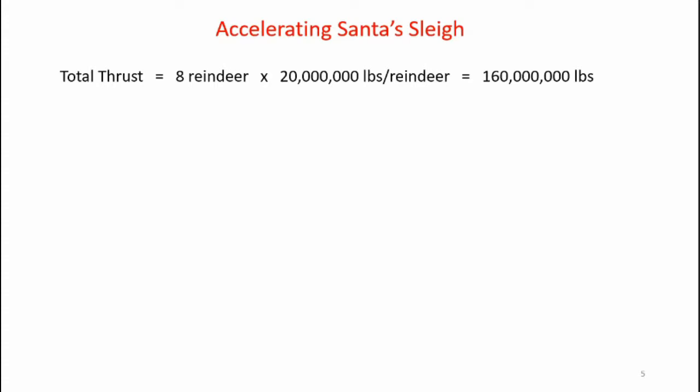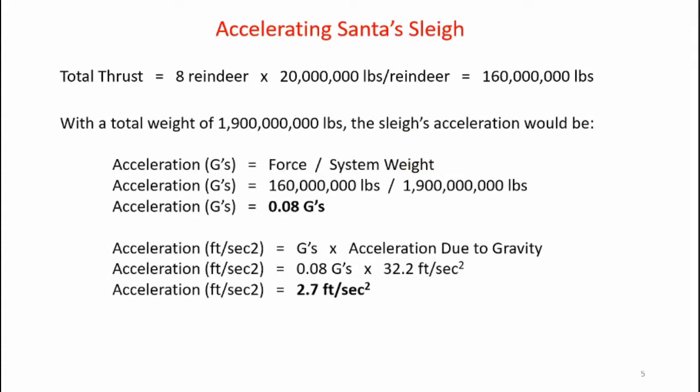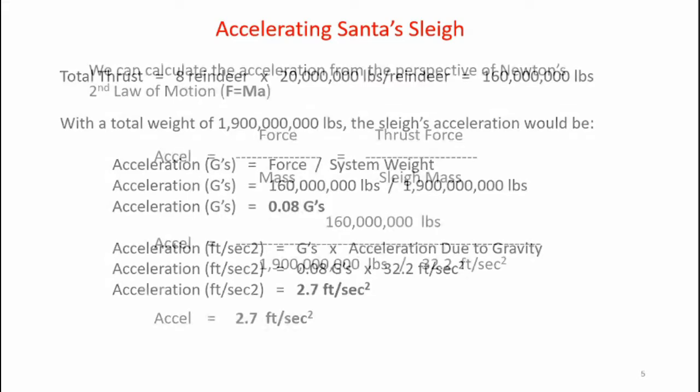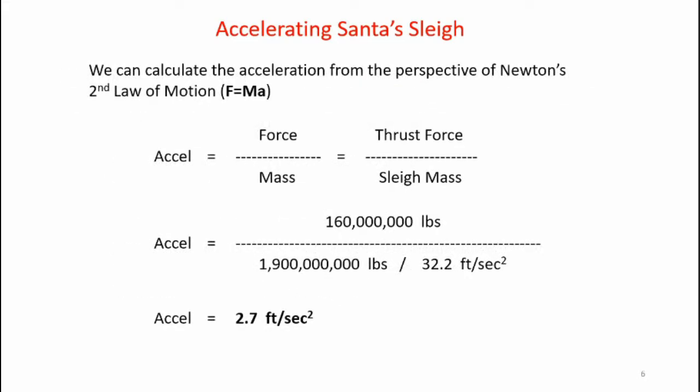Well, the total thrust of his sleigh and reindeer would be 8 reindeer times 20 million pounds. That's 160 million pounds of thrust. With a total weight of 1.9 billion pounds, the sleigh's acceleration can be calculated as follows. Acceleration in g's is force divided by system weight, and that comes out to be 0.08 g's. I can convert that to feet per second squared by multiplying the g's times the acceleration of gravity, and I come up with 2.7 feet per second squared. I can use Newton's second law of motion, F equals ma, to calculate the same value.